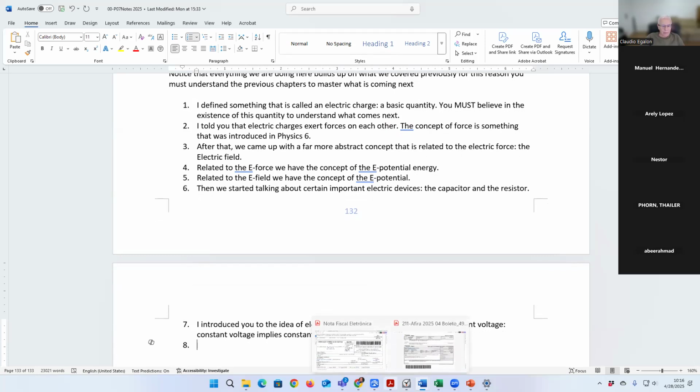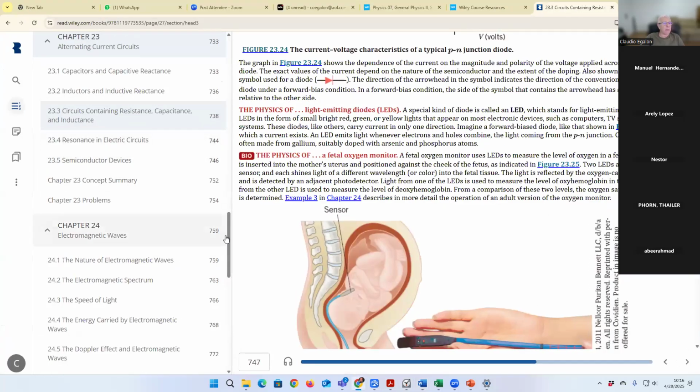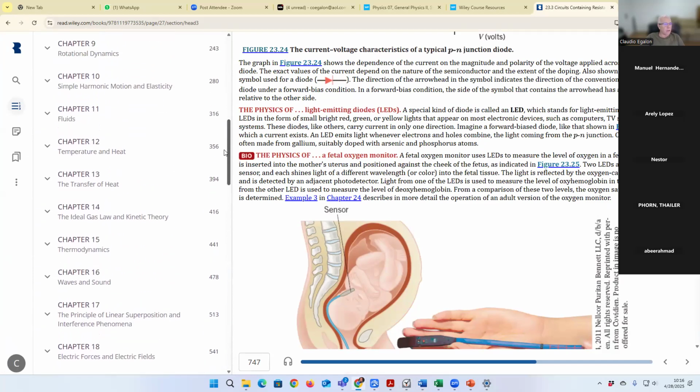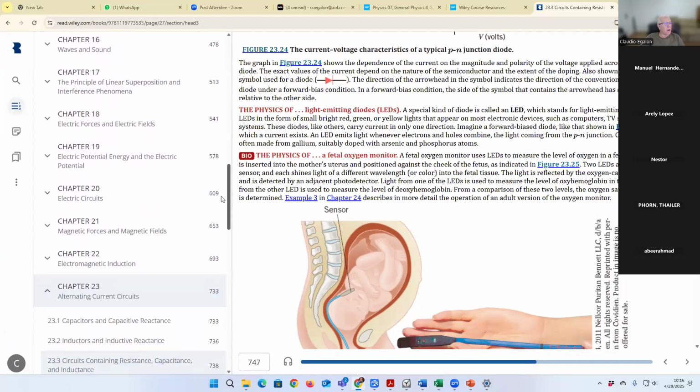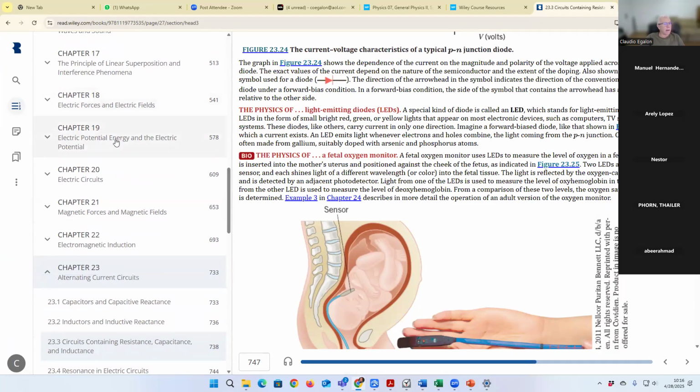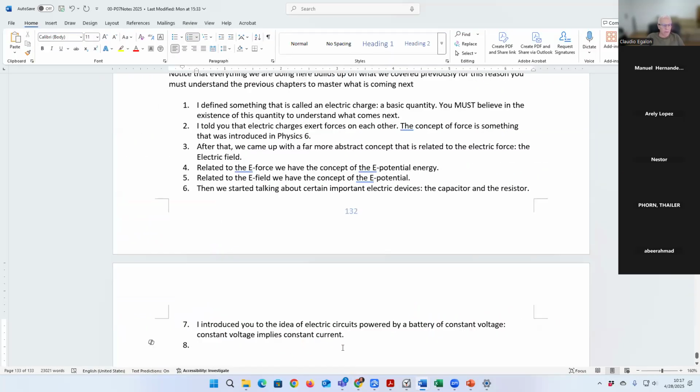Let's take a look here. We're just summarizing what we have been doing throughout the semester. Let's take a look at the chapters: electric force in electric field, electric potential energy and electric potential, electric circuits. In the idea of electric circuits, I introduced you to the idea of electric current. Constant voltage implies constant current, which is the next important concept, the concept of current.